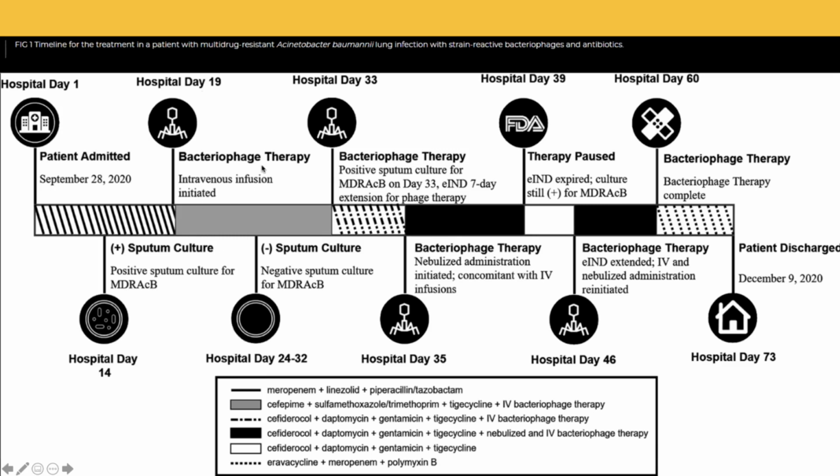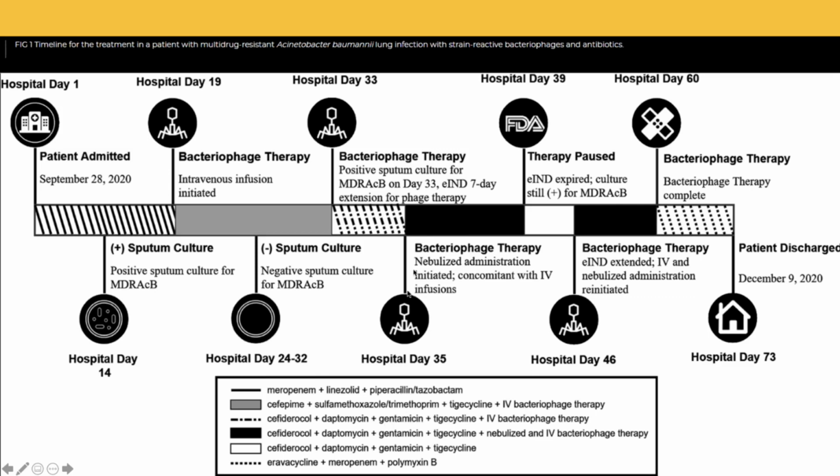On hospital day 19, they considered bacteriophage therapy because he was just not getting any better. And they switched the antibiotics to cefepime, sulfamethoxazole, trimethoprim, tigecycline, and they added the IV bacteriophage therapy. The sputum culture cleared at that point. And then on hospital day 13, they decided to go with an extended period of bacteriophage therapy because the sputum culture grew again MDR Acinetobacter baumannii. And so they extended that bacteriophage therapy, and as well they added this time cefiderocol, daptomycin, gentamicin, tigecycline, plus the IV bacteriophage therapy.